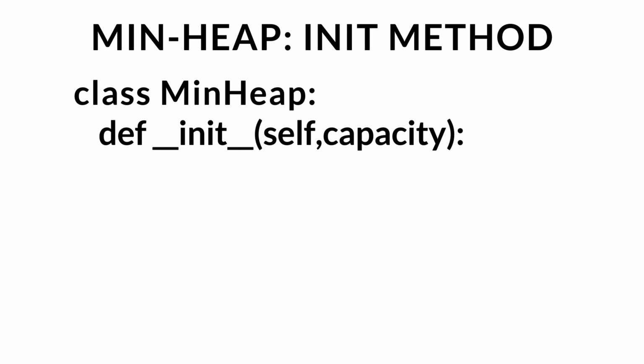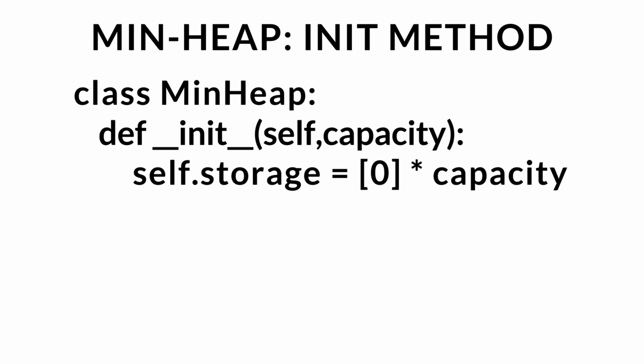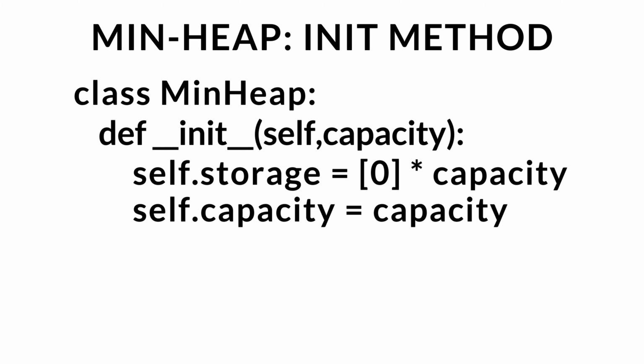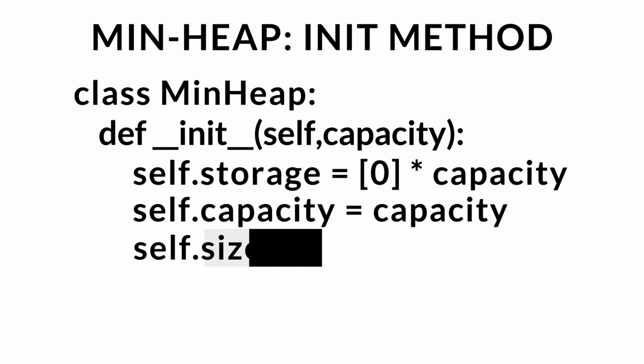First step, we're going to need a place to store this data. And as we went over previously, we're going to be implementing our heap using an array. Next, we need to set the capacity attribute to the capacity being passed in. And finally, we'll initialize our size attribute to 0. Size being the number of elements currently within our heap.